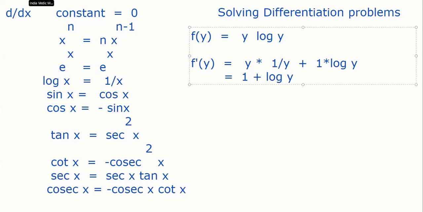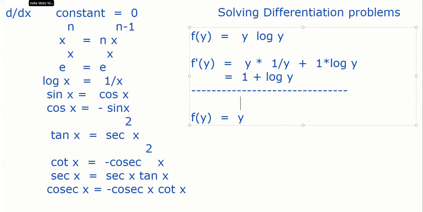And we are going to make it more difficult now, guys. We are going to solve slowly, more and more difficult. 1 plus log y is the answer. So I'm going to give you two questions. You solve it and then we'll move on. Suppose f of y is y square cos y. Tell me what will be f dash y.